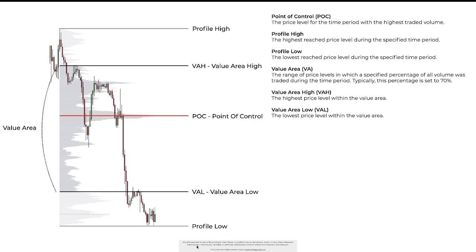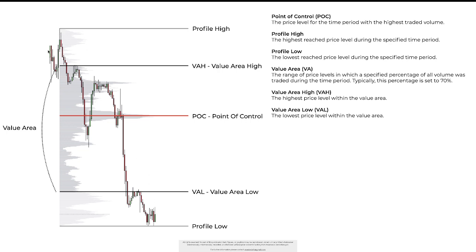Beside this, we have profile high and low. This is just the starting and end point of the volume. You can choose it manually. The profile high is the highest reached price level during the specific period of time that you choose. Profile low is the lowest reached price level during a specific period of time. So you can just manually place it. It's very easy, right? Again, it's in my favorite sessions. You can find how to do this.